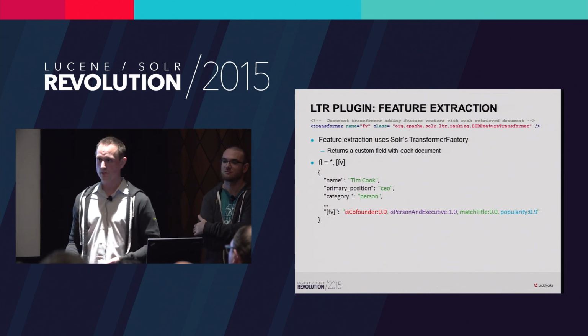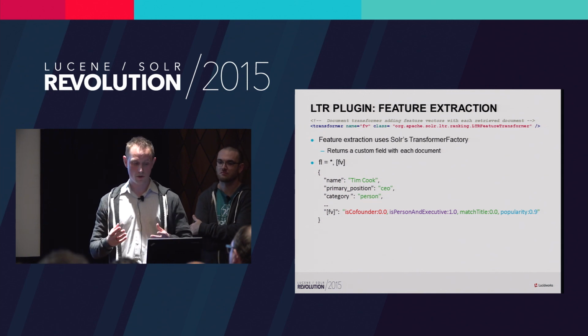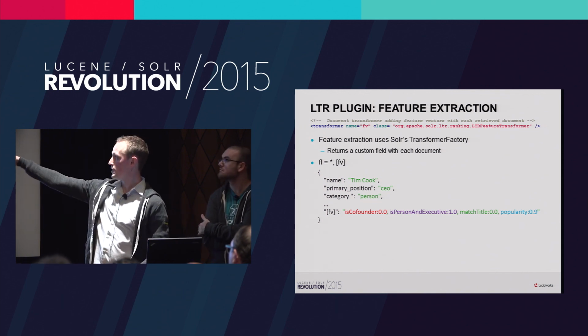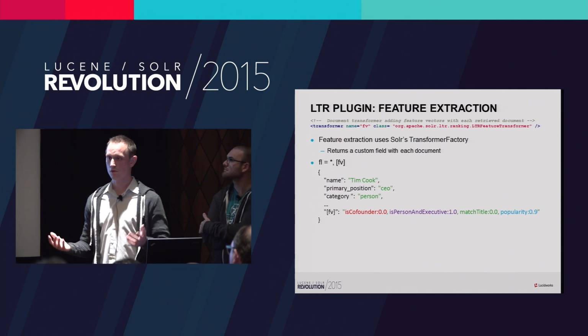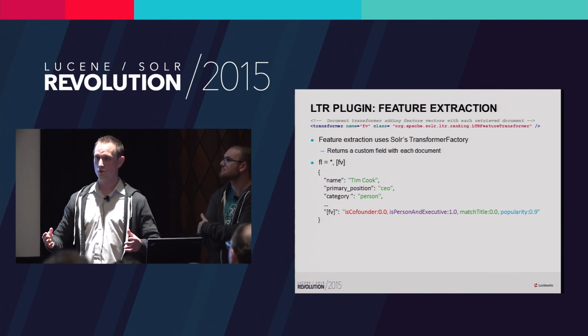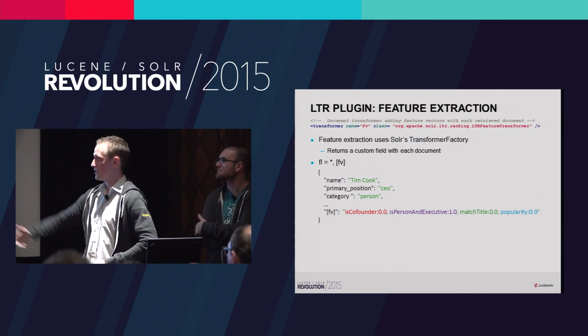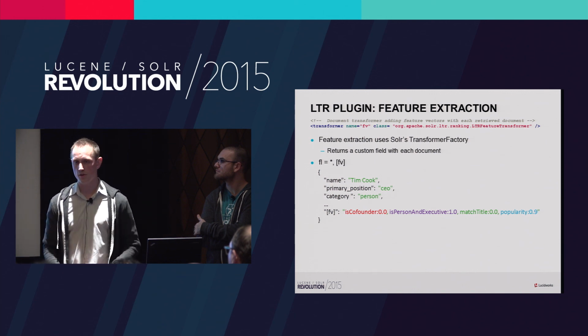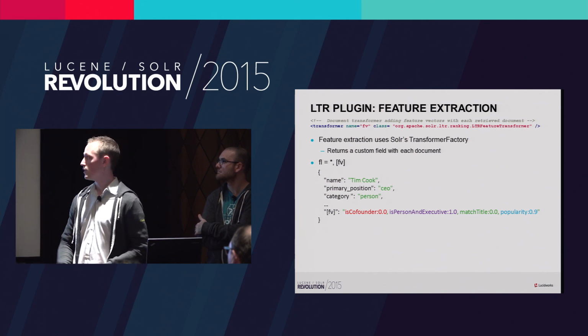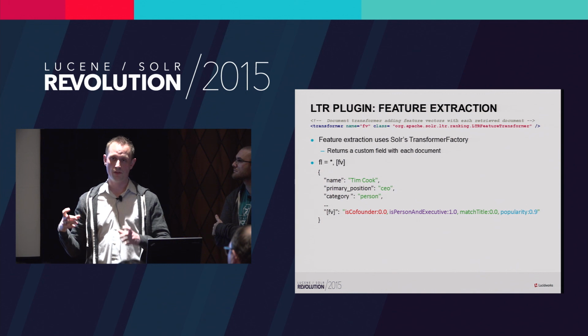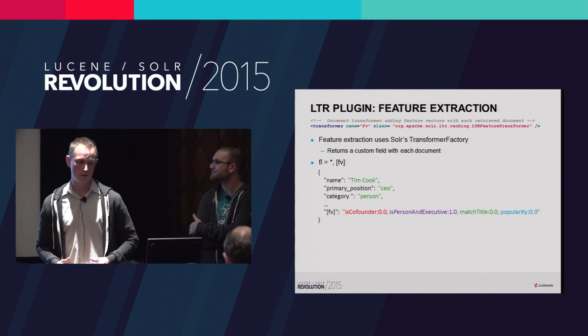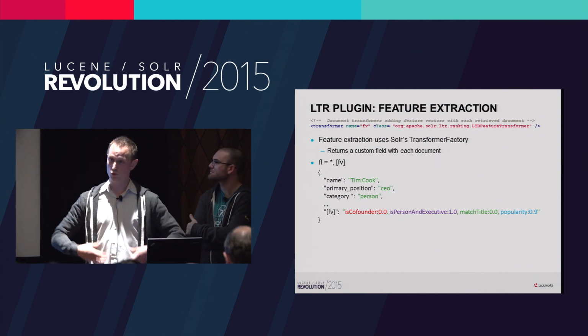And the way you request this is you change your FL parameter. This is the Solr parameter where you pass in which fields you want to return. By default, it's star, which says give me everything. But if you wanted score, star, comma, score. In our case, it's bracket FV. And the brackets, that's just standard Solr syntax for when you want to use a transformer.